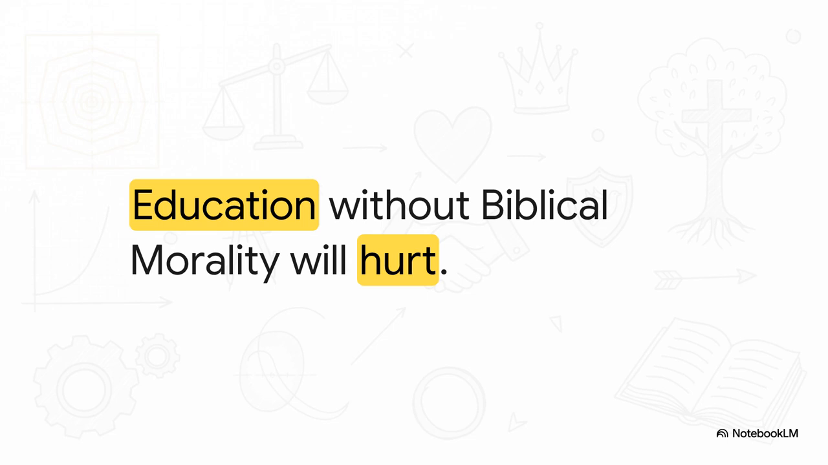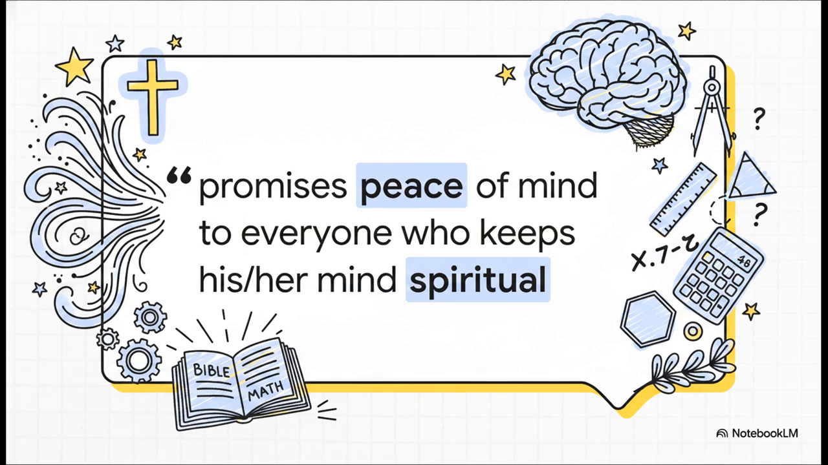Think of it like the guardrails on a super-fast highway. Without those guardrails, even the smartest, fastest choices can lead to a terrible crash. Character matters just as much, if not more, than calculation. Which is exactly why I want to leave you with this final, ultimate truth from Romans chapter 8, verses 6 through 7. It promises absolute peace of mind to everyone who keeps their mind spiritual. Honestly, this is the ultimate life hack, and it extends way beyond any algebra rule we could teach you.